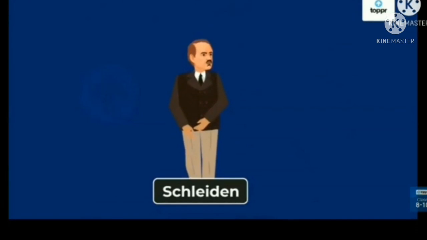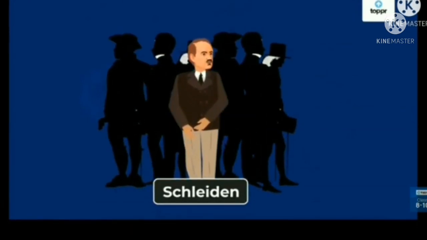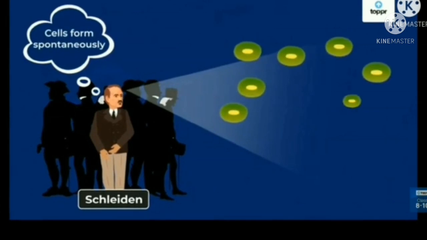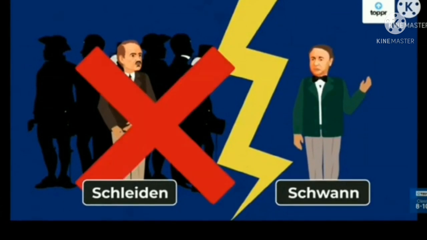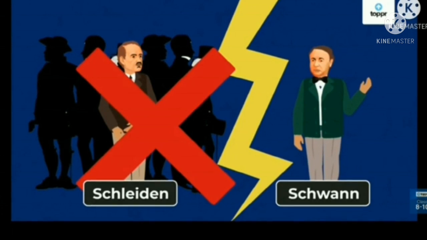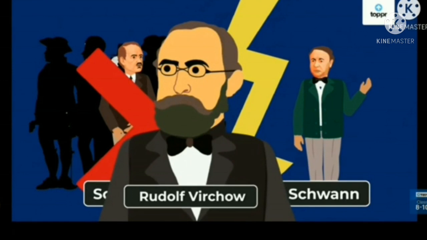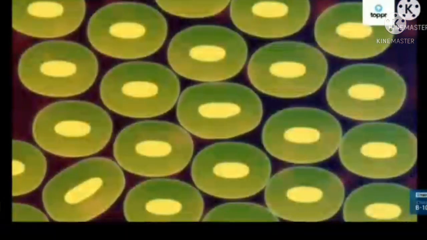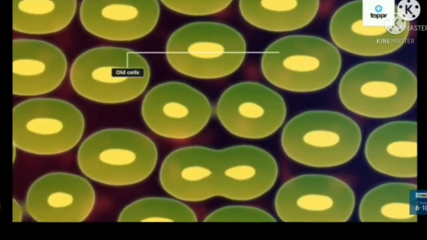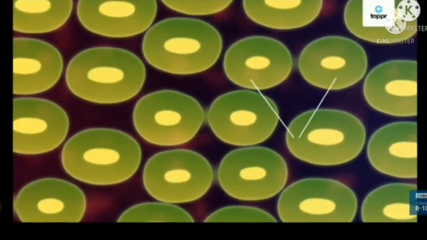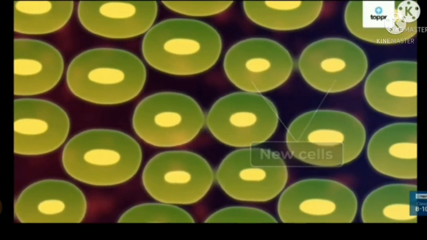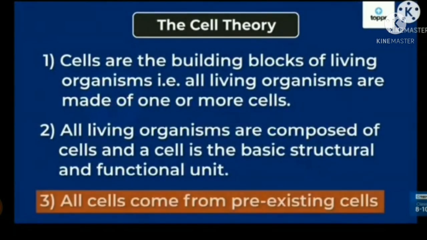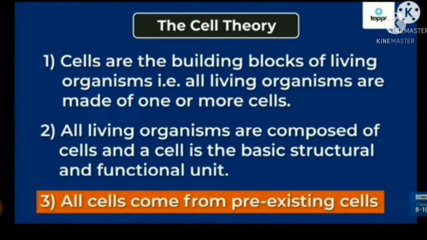Schleiden, like many other scientists who lived during that period, believed that cells are formed spontaneously, basically out of nothing. Schwann accepted this, but it turned out that Schleiden was in fact wrong, because soon after, the German physician Rudolf Virchow proved that all cells come from pre-existing cells, which simply means new cells are formed from old cells. And this became the third statement in the cell theory, that is, all cells come from pre-existing cells.